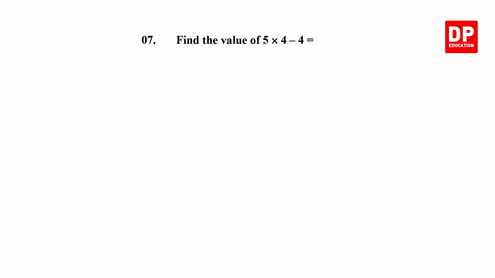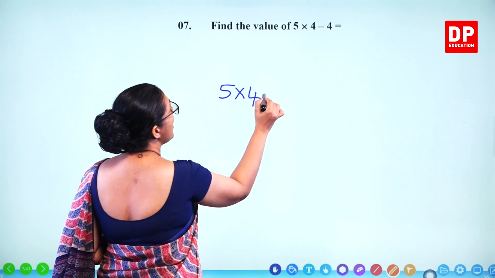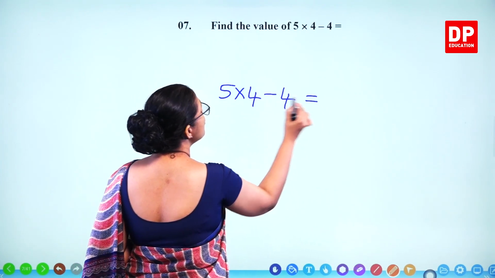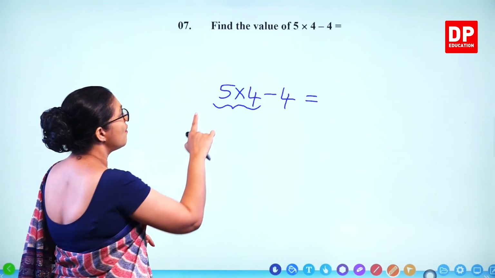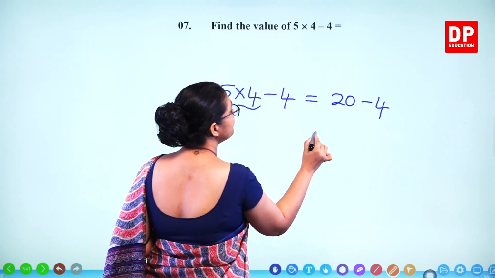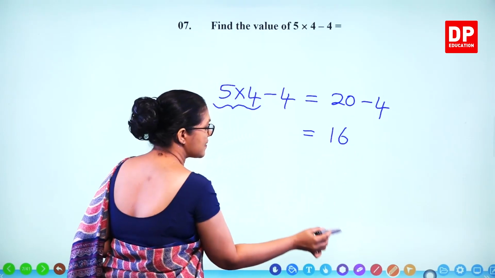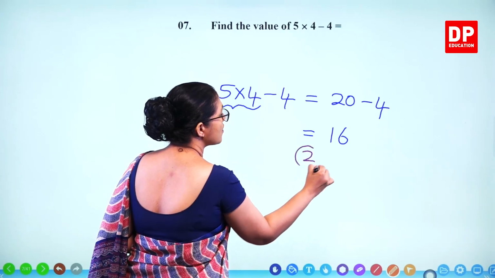Question number 7. Find the value of 5 times 4 minus 4. According to BODMAS, multiplication first, 5 times 4, 20. 20 minus 4, you get 16. 2 marks you are getting.